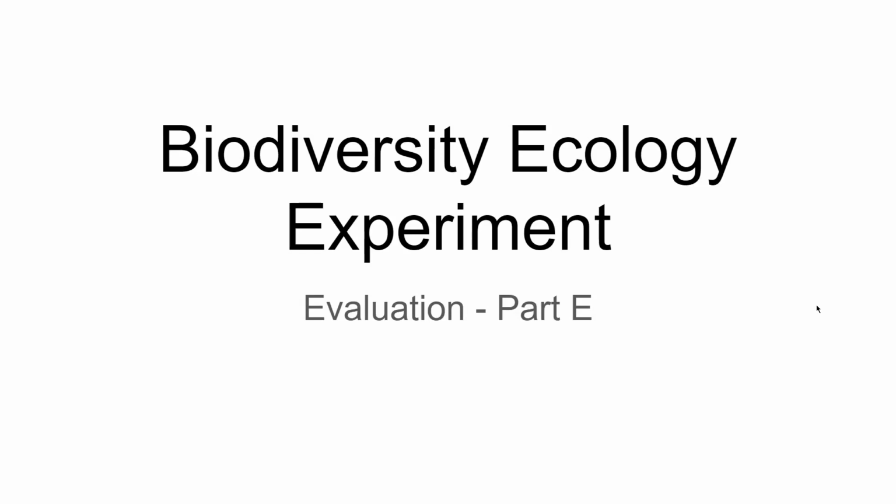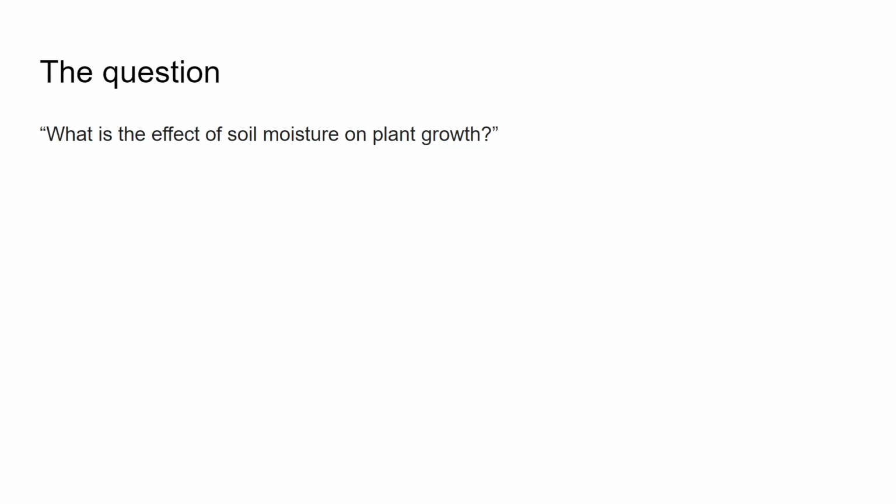This is the biodiversity ecology experiment by Yajat, part E. For this, we had a question: what is the effect of soil moisture on plant growth? Now we know that plants often need varying degrees of soil moisture and water to grow, as well as a range of other factors. So now we had to figure out how much they would actually need.